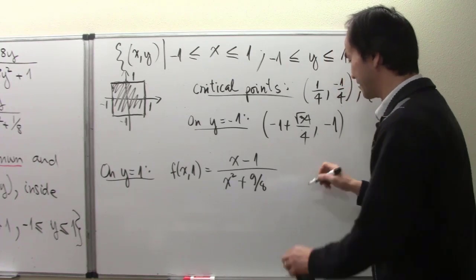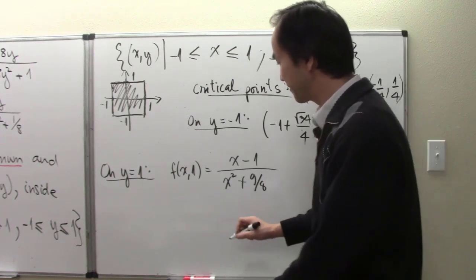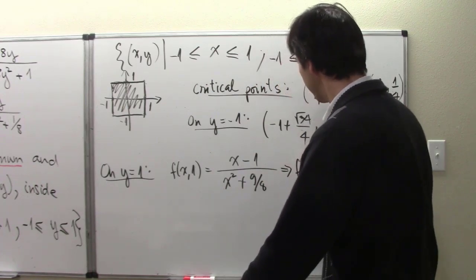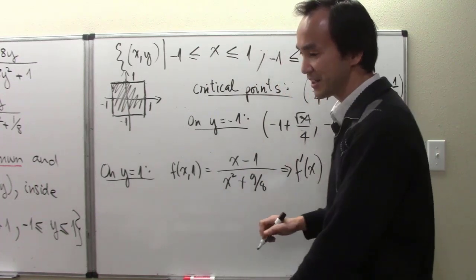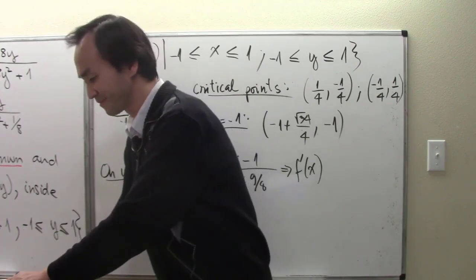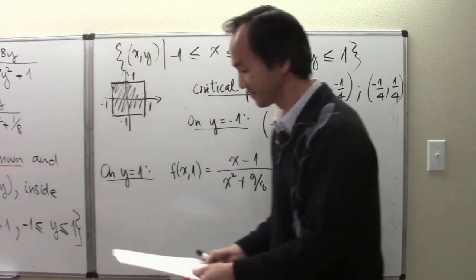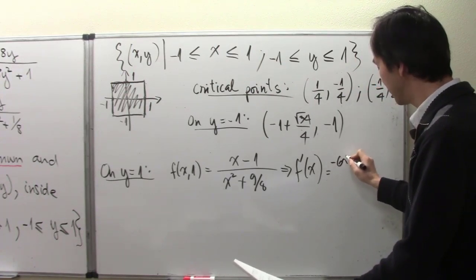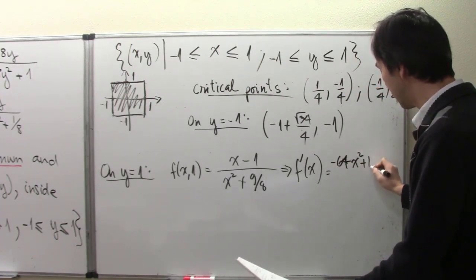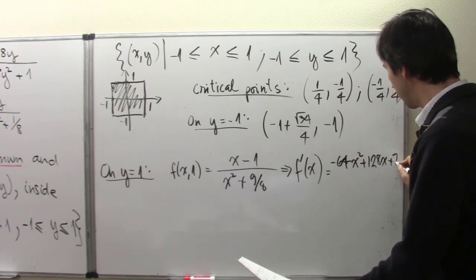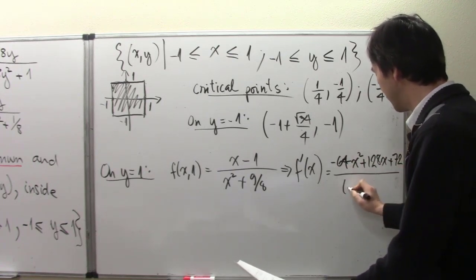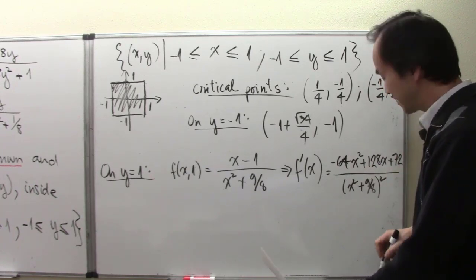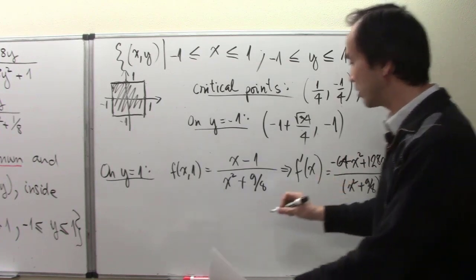And then we take the derivative. And that leads us to minus 64 x squared plus 128x plus 72, divided by all that, x squared plus 9/8 all squared. Okay, and then setting this derivative equal to 0.